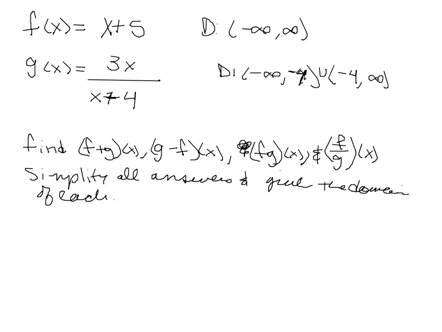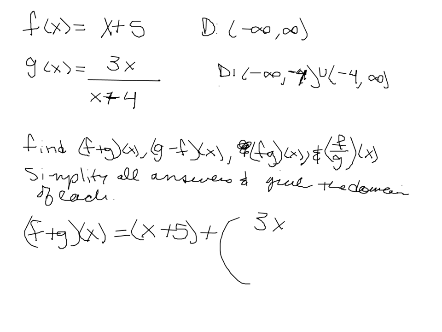Okay, so I think I was talking about x plus 4 being the denominator. When x is equal to minus 4, we divide by 0, which is bad. Now we're going to look at finding f plus g. What we do is we take x plus 5 plus 3x over x plus 4, and we're going to simplify that on the next screen.